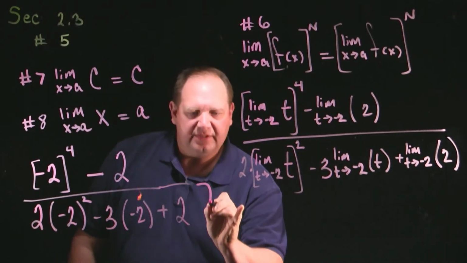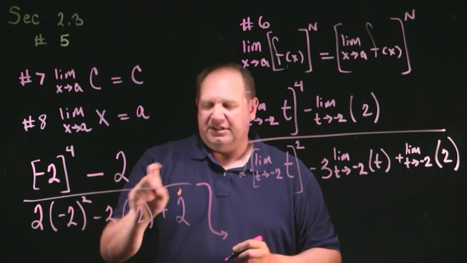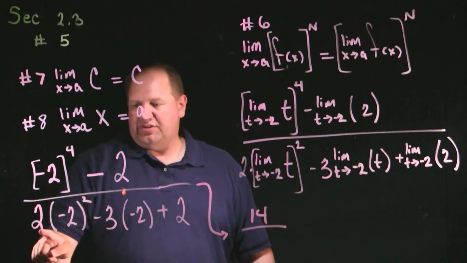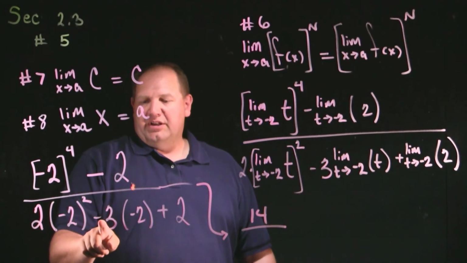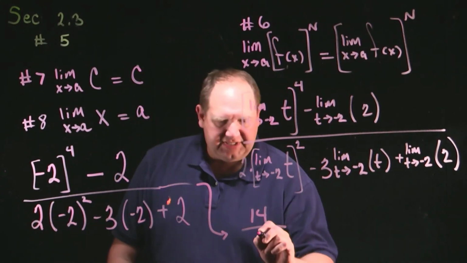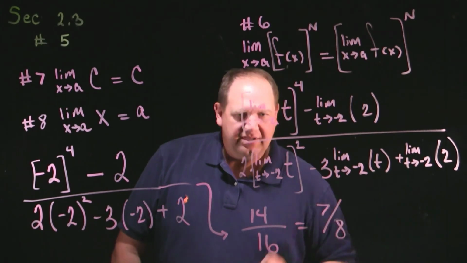All right, so I've run out of room here, so let me continue down here. This would be 16 minus 2, so that's 14. And then this is 2 times 4 plus 6 plus 2, so that's going to be 16. And that simplifies to 7 over 8.